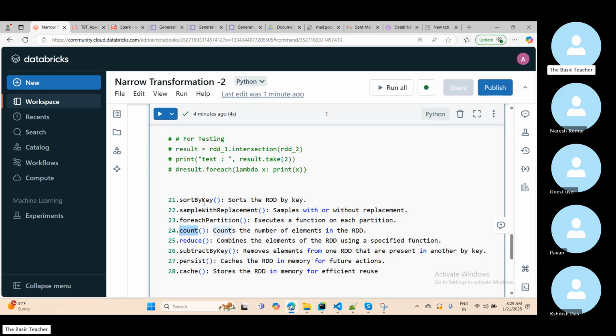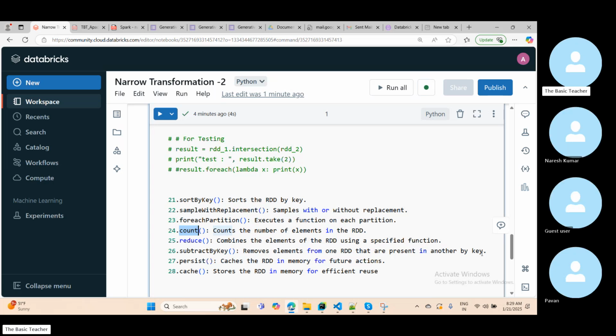Here you had sort by key, where you sort the data by the key, and subtract by key means removing the elements from one RDD that are present in another RDD by the key. Let's say you have more than one RDD, and similar data can be present in both. Then you want to remove elements from one that are already present in the other one. Based upon the key, you can do the subtract.